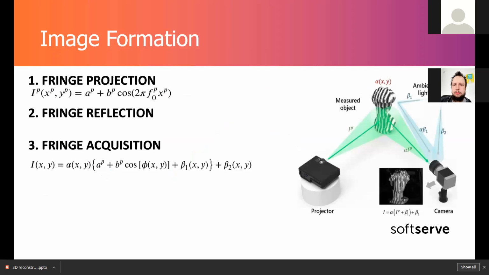So image formation looks like I said, we have n fringe patterns projection. We project them on the object. We capture the reflection, and then we form a fringe acquisition that afterwards could be decoded into the phase that uniquely decodes the depth of the object.